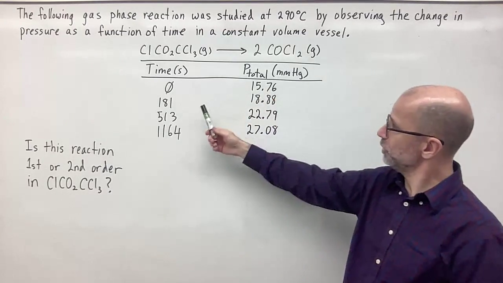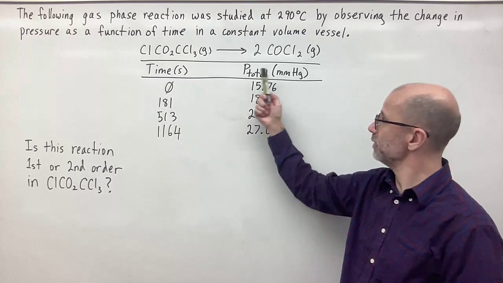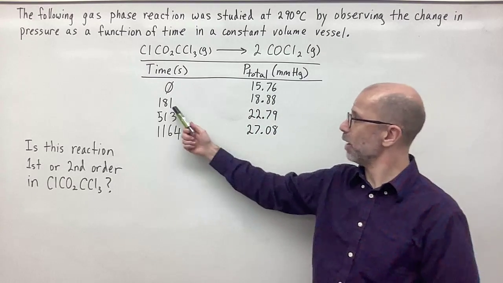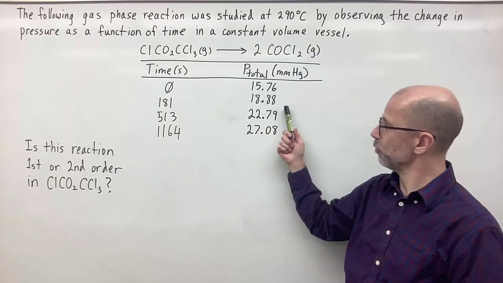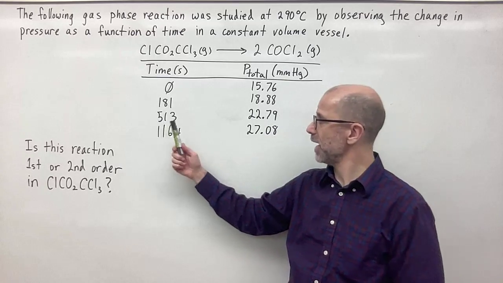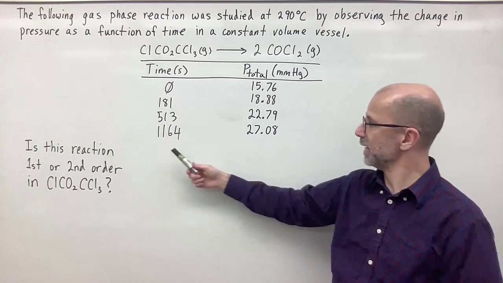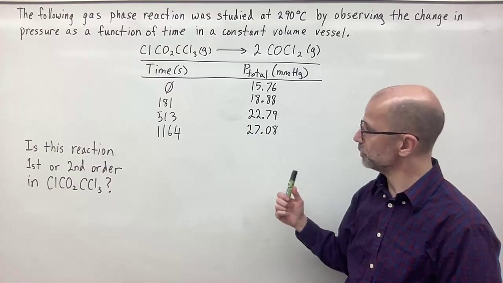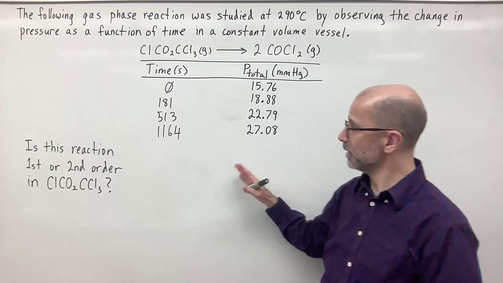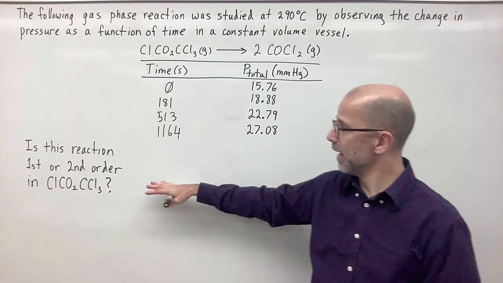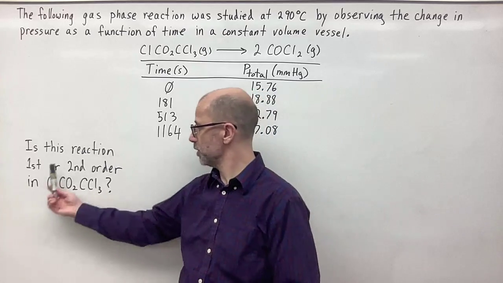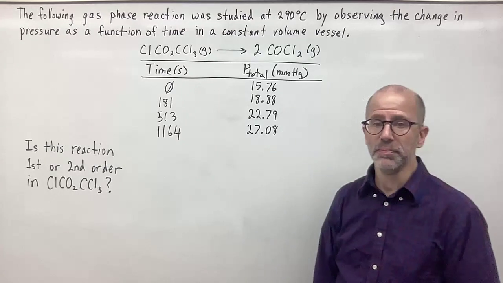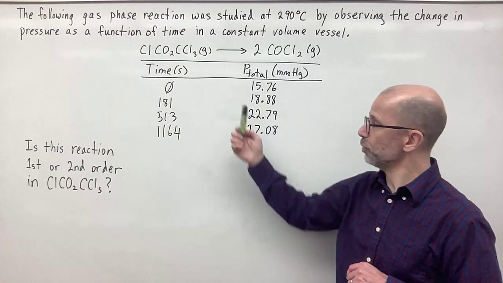So with regard to the time, at time 0, we have a total pressure of 15.76 millimeters of mercury. At 181, it goes up to 18.88. And at 513, it goes to 22.79, and 1146 to 27.08. Now, these are the total pressures. So we're asked, based on the data, is this first or second order with respect to the concentration of ClCO2CCl3? Now, I mentioned that this is total pressure.